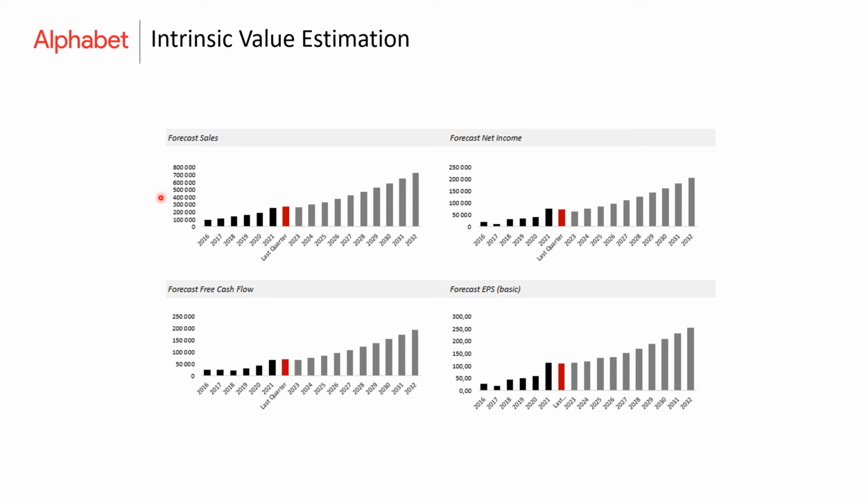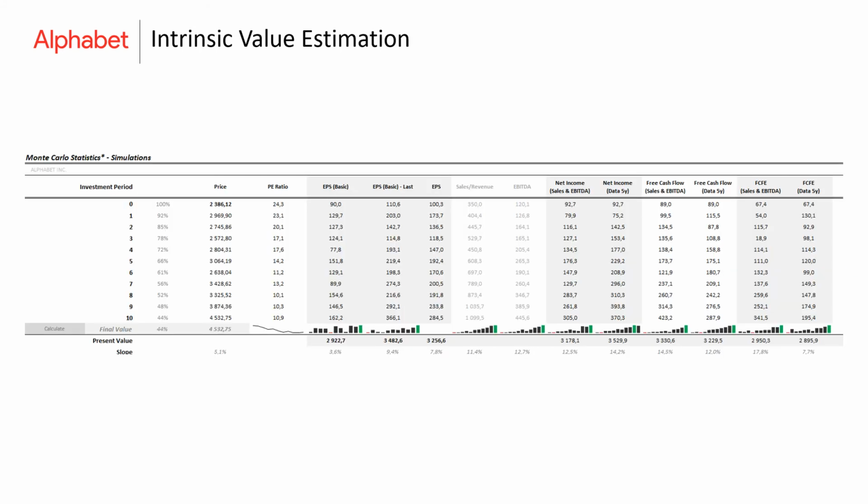So, forecast. This is my forecast for the next 10 years for sales, net income, free cash flow, and earnings per share. This forecast is, of course, based on the selected scenario. To estimate the values for the next 10 years, I use Monte Carlo statistics. Basically, it uses the average values and the standard deviation for each of the selected indicators, and it will generate 300 scenarios, and based on that, it will estimate the intrinsic value.